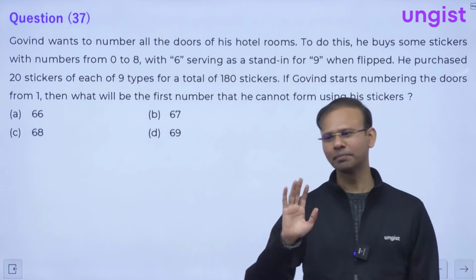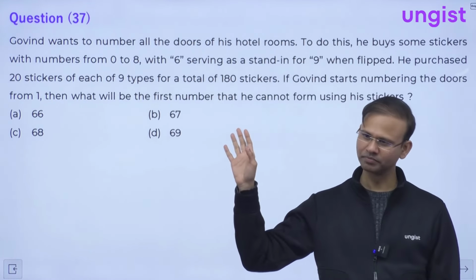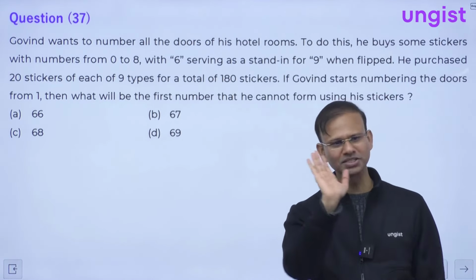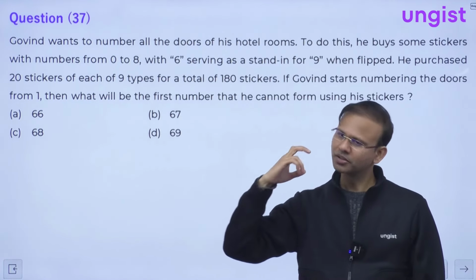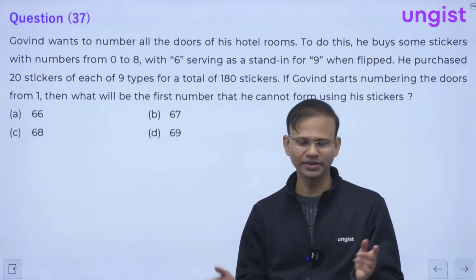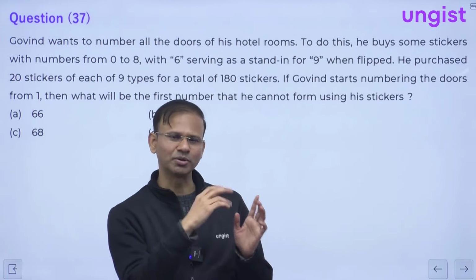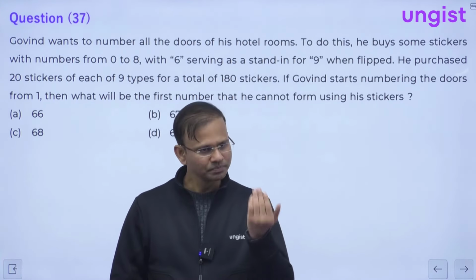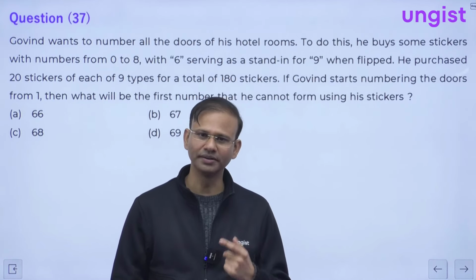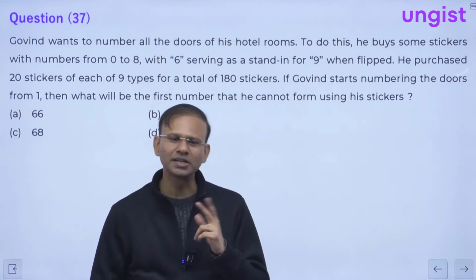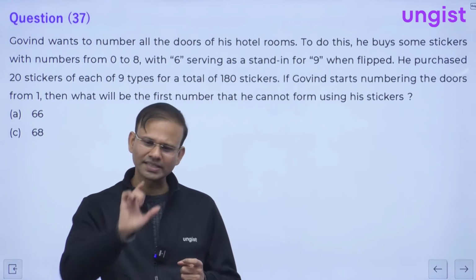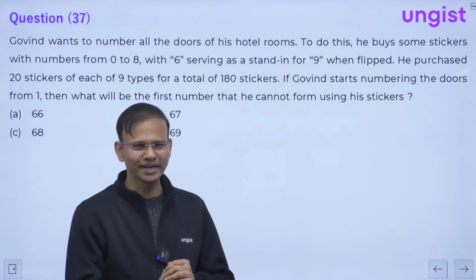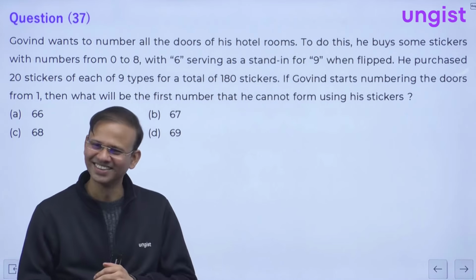See, the purpose is this: you have a hostel, and that hostel has rooms. On those room numbers, you need to put a slip, a number plate, on the door, sticking the numbers 1, 2, 3, 4, 5, 6, 7, 8. For that you need some numbers: so many ones, so many twos, so many threes. Govind went to the market to buy some stickers of numbers. While purchasing, he thought to save money. He thought 6 can be used in the flipped manner as 9, so there is no need to buy 9 separately. We can use 6 as 9.